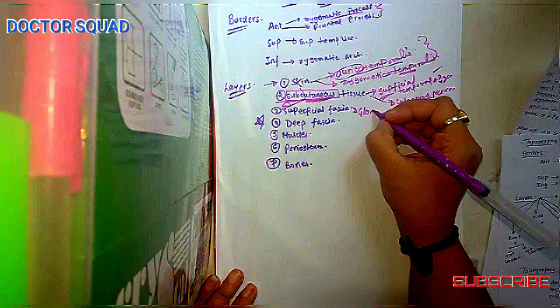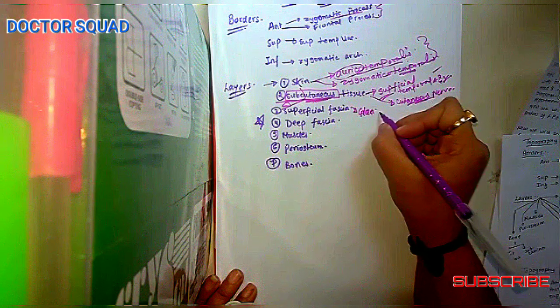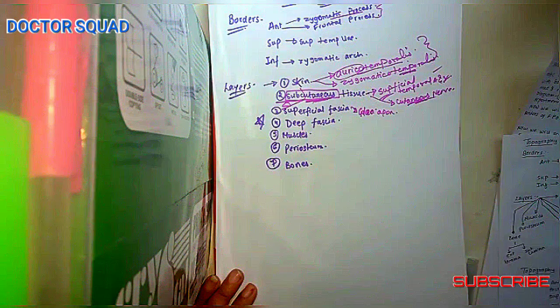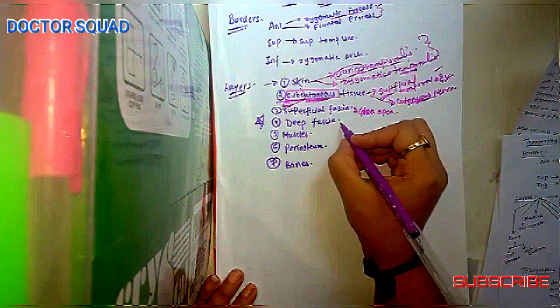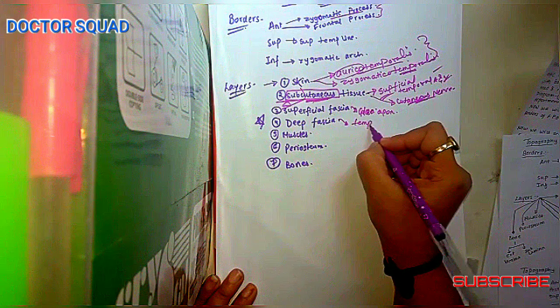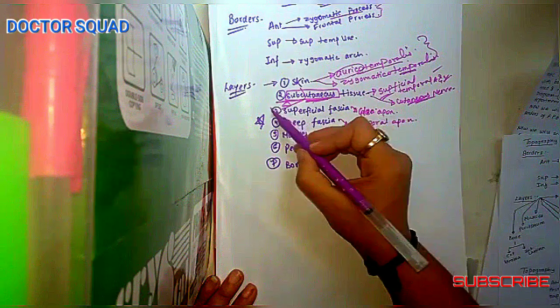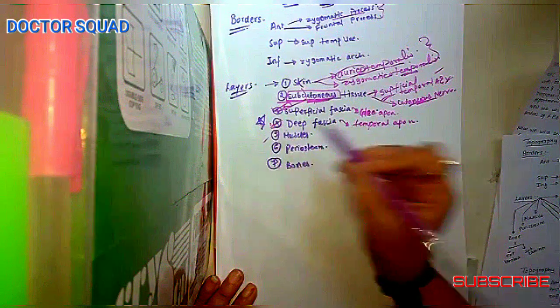There is a good controversy in superficial fascia. We can see a galea aponeurotica, right, which is the muscle, right? But the deep fascia is also known as temporal aponeurotica, right? So superficial is galea and deep is temporal.